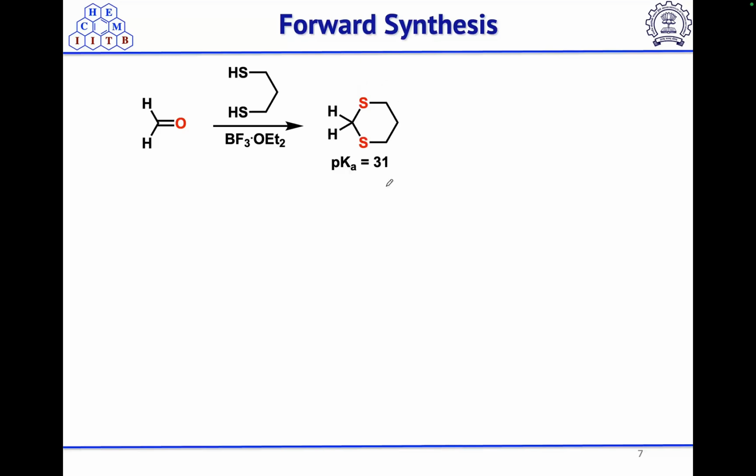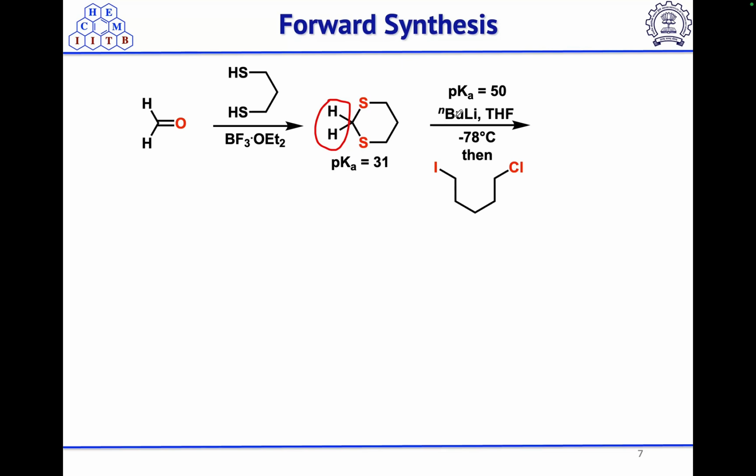I have mentioned the pKa of this compound is 31. pKa means this proton we are thinking about. Now this pKa is 31. So in order to abstract the proton of this compound, we need a base that has a pKa value of more than 31.